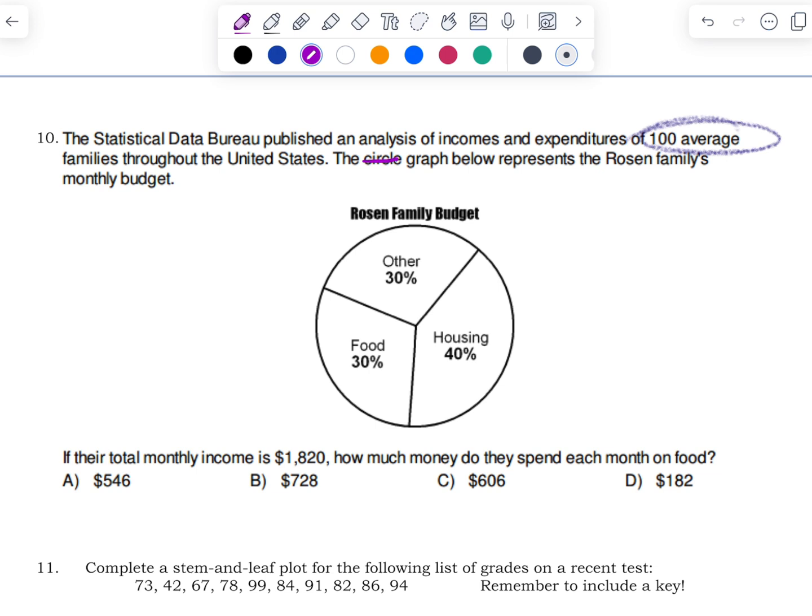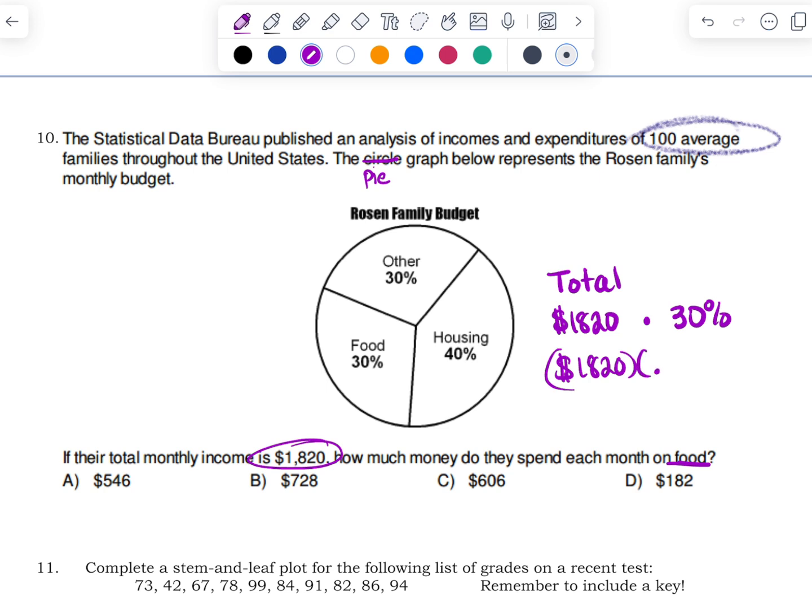Okay. So if their total is $1,820 and food is 30%, we're going to change that to be 0.3. Then we're going to do the calculation, and we are going to find that value is $546. Okay?